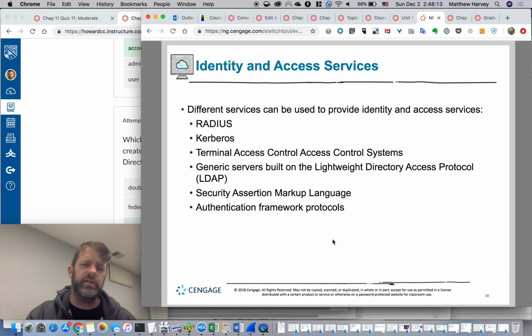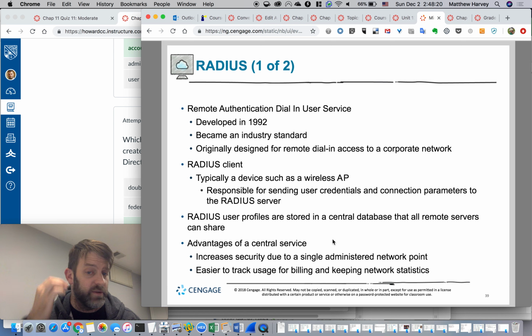In our lab, we talked a little bit about RADIUS. And so here's RADIUS and a couple of other services that are used for identity. RADIUS has been around for quite a while. Remote Authentication Dial-In User Service, like we said, dial-in is really not how it's normally used these days because who does dial-in?